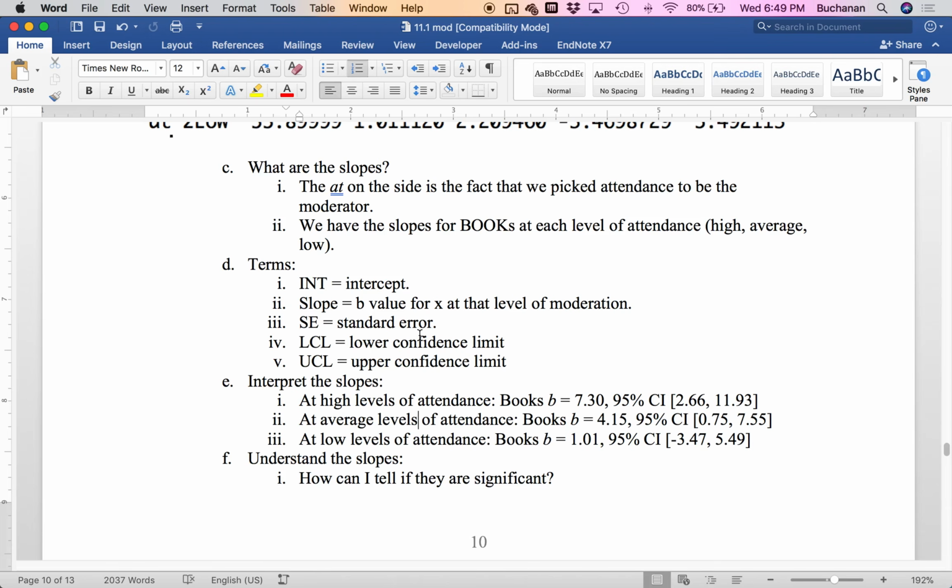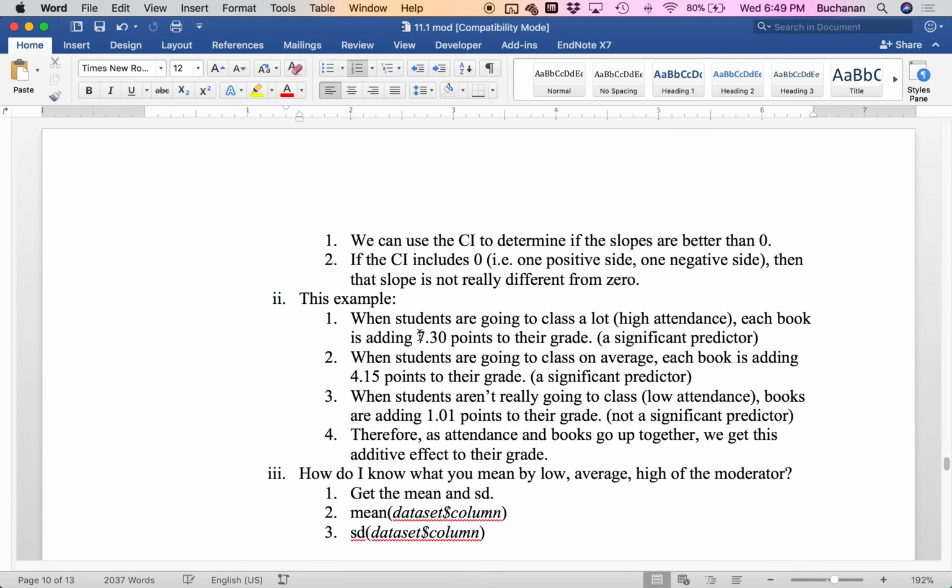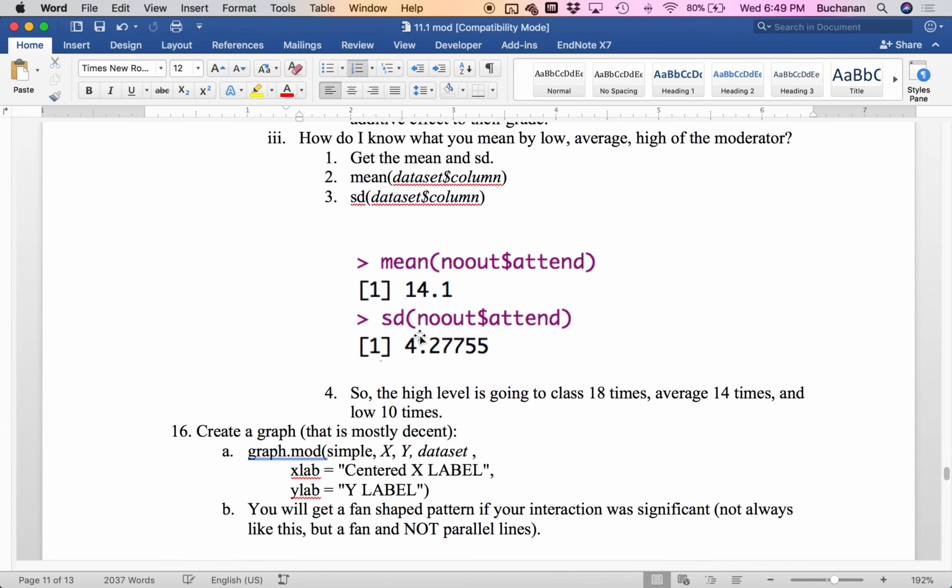So we're pretending as if you don't go to class, and then pretending as if you do go to class and seeing what happens. Okay. Now, sometimes you want a good interpretation. Maybe a reviewer asks, what do you mean by low, average, and high levels? So what you can do is run a mean and standard deviation on the moderator, attendance here, and you can tell that average attendance is 14 points. So people who are not going to class are going to class 10 times. People who are going to class a lot are going to class 18 times.